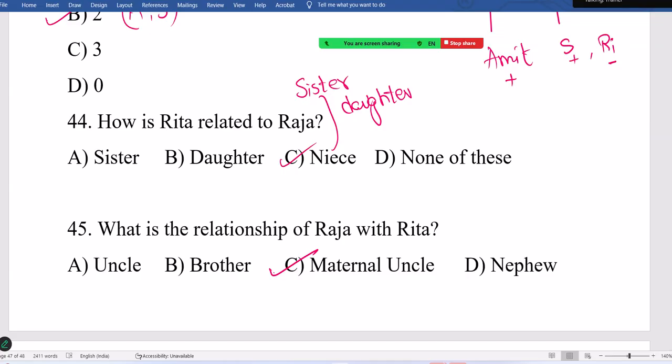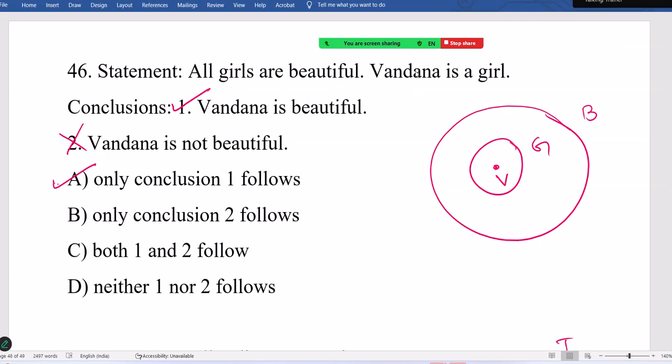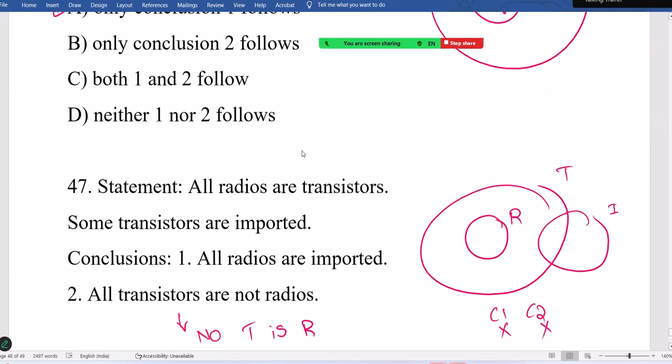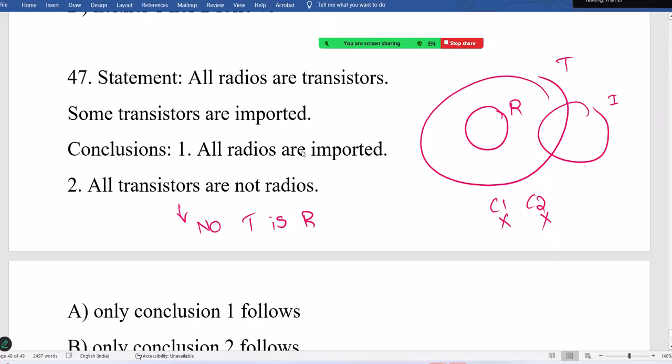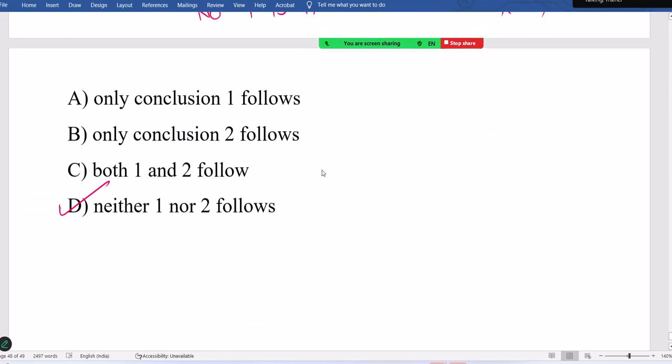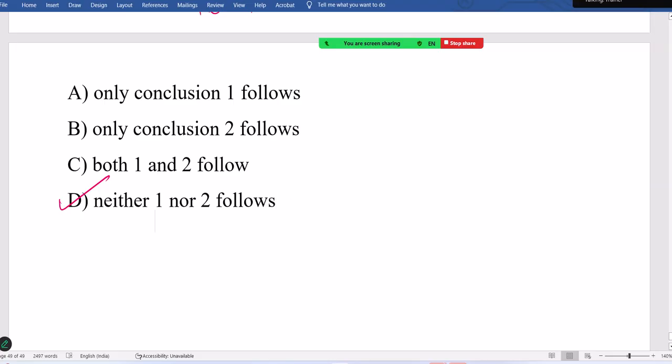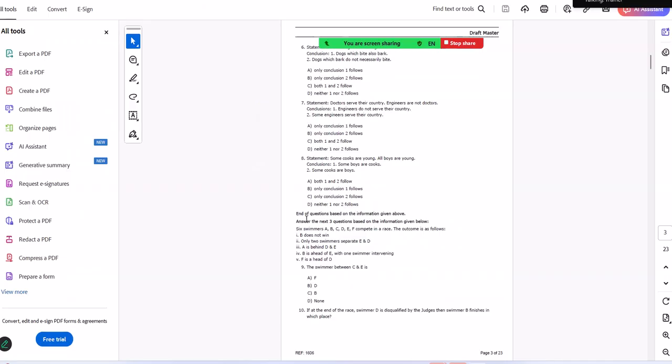Got it. If you look into this question, all girls are beautiful. Vandana is a girl. So definitely, all girls are beautiful, Vandana is a girl means Vandana is beautiful is the correct conclusion. And whereas this one, all radios are transistors, some radios transistors are imported. Here, both these conclusions fail in this one diagram. I need not go for another diagram also. Here in one diagram itself, it's concluded both fail. So we can go for neither one nor two as the answer. Right. So let's see about the next question.